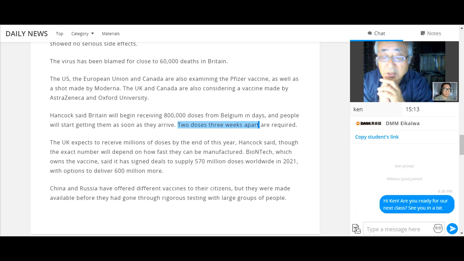Oh, I see. So it means during the 3 weeks they had two times, right? Yes. Two doses, within 3 weeks, two times. Exactly. So the interval is 3 weeks. I see. All right.